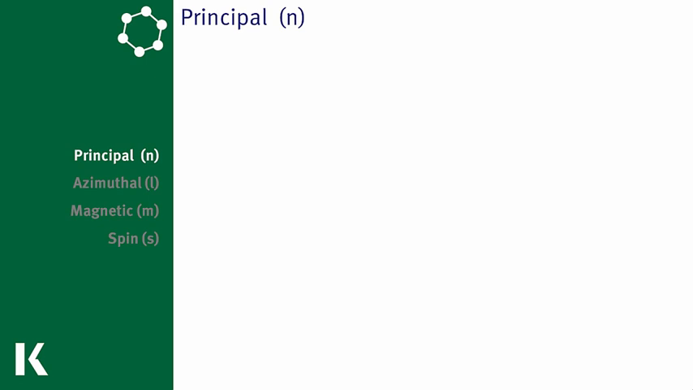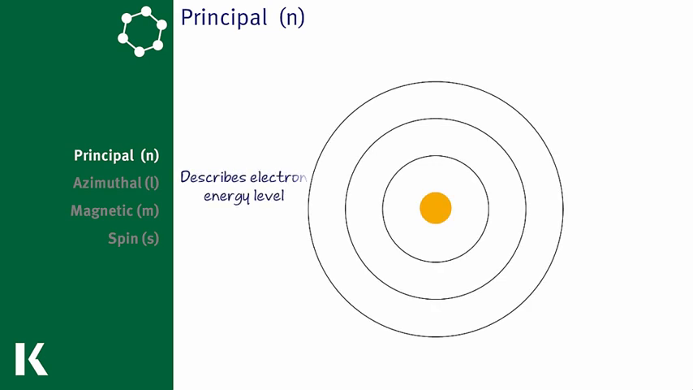Let's start by looking at n, more commonly known as the principal quantum number. It's used to describe the energy level of an electron orbiting a nucleus. So in this Bohr diagram, electrons on the first line would have an n of 1, on the second line would have an n of 2, and on the third line would have an n of 3, and so forth, because n can be any number that's greater than 0.